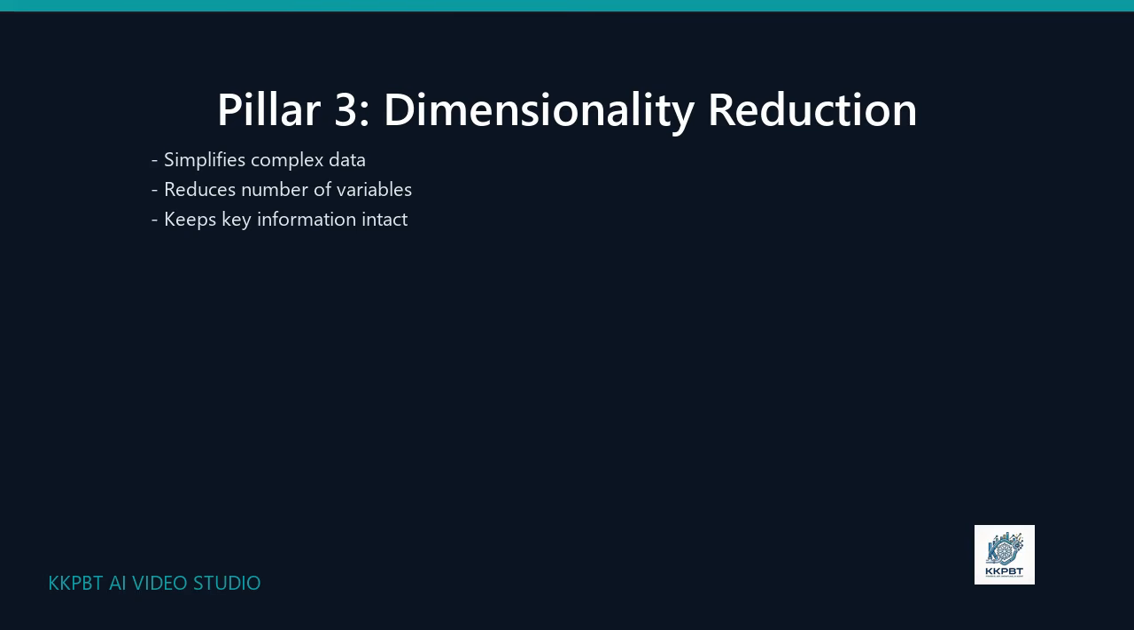The third core technique is dimensionality reduction, using tools like PCA. Imagine you have a giant spreadsheet with hundreds of columns of information. It can be overwhelming. Dimensionality reduction algorithms simplify the data by squeezing out unnecessary variables while keeping the most important information intact. It is like turning a complex 3D object into a clear 2D shadow.